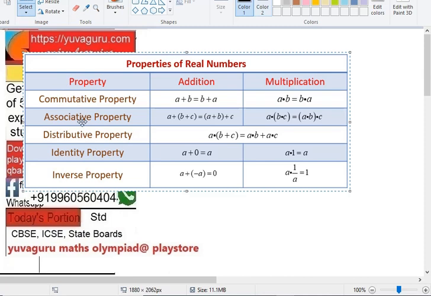So these are the 5 properties which we see. Commutative property, a plus b equals to b plus a, right? Means you can interchange. Associative means you can take the brackets. Distributive means if something is common, you can take this common. So this is what we want now. A into b plus a into c. So take a common, you get a into b plus c. Then identity, a plus 0 equals to a. Inverse, a plus minus a equals to 0, right? So these are the 5 properties.